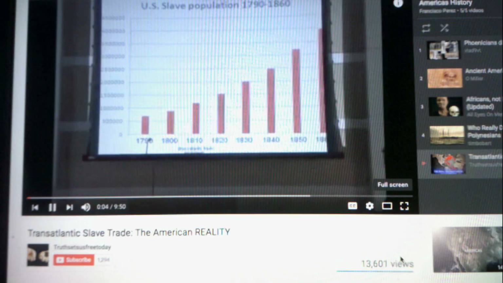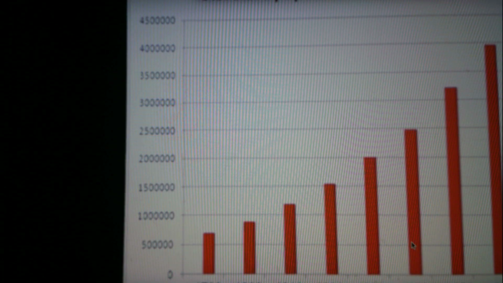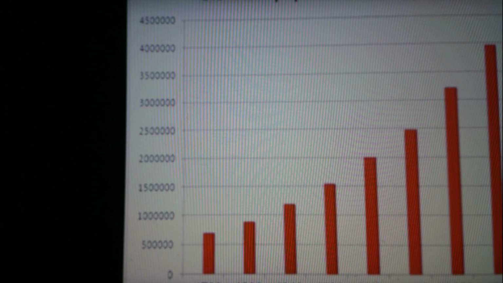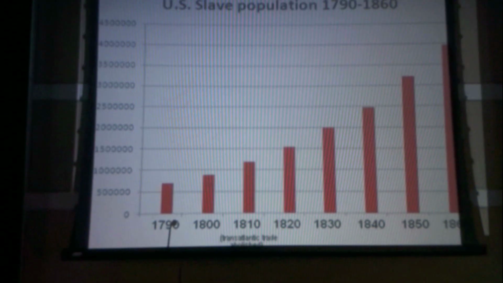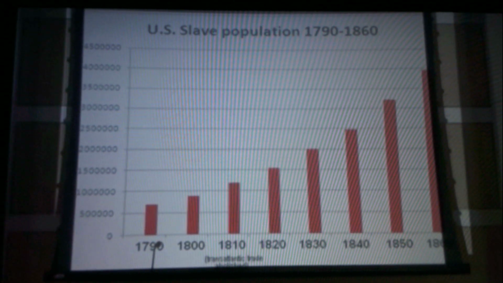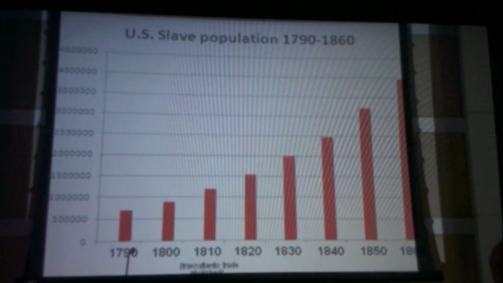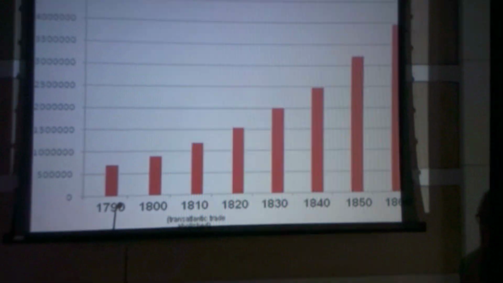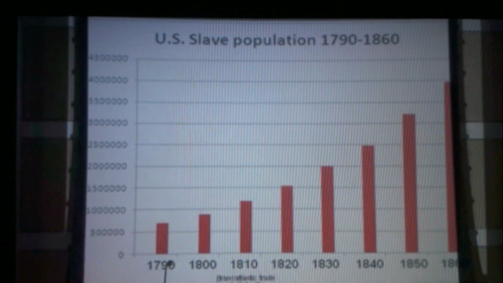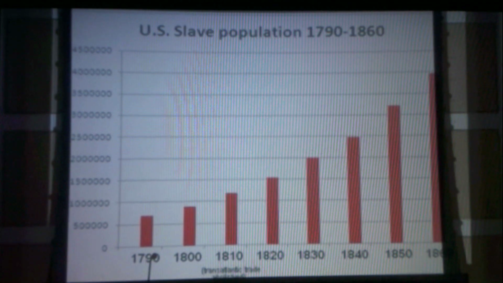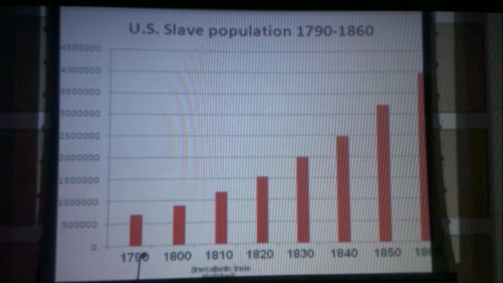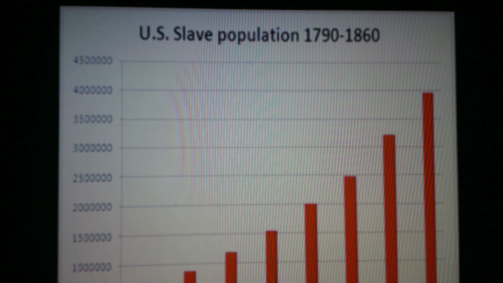The slave population in the United States. Notice in 1800, there were almost 1 million slaves in the United States. Now remember, only 193,000 were brought here from the beginning, over 100 years. But remember that from 1800 to 1866, only 100,000 slaves were brought. But look at the number: 4 million slaves.